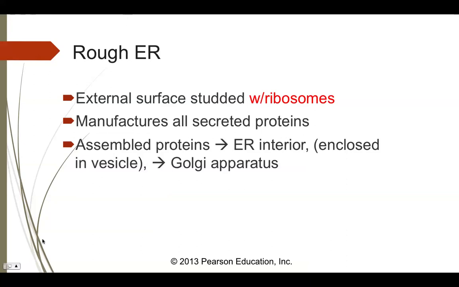Rough ER, again, the external surface is studded with ribosomes. It manufactures all secreted proteins, those that are going to be released from the cell. It also will assemble proteins along the endoplasmic reticulum interior. The proteins are assembled, and at the very end they will be enclosed within a little vesicle, a membrane-bound sac that's going to then travel to the Golgi apparatus.